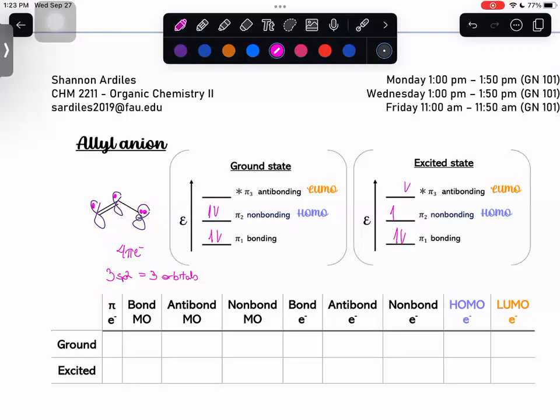Technically, yes, but he's not going to be asking to label which one is the anti-bonding orbital. Not going to be asking for that. How many molecules are in bonding? You only have one now.